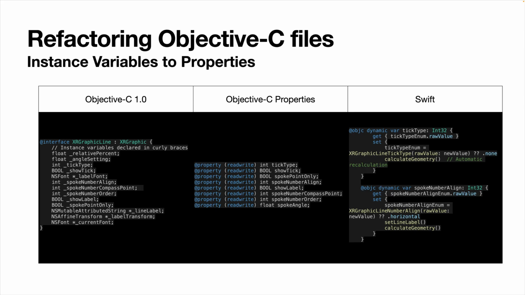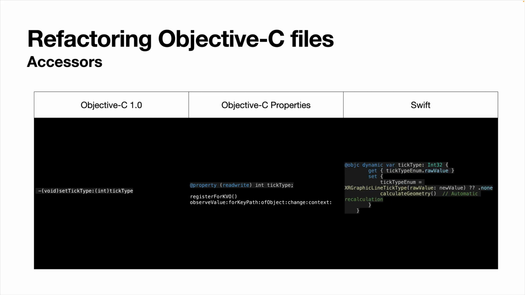So tick type was actually an int32. An int in Objective-C is essentially an int32 in Swift. And one thing I'm showing there is I'm having custom getters and setters here for doing various things. As you can see, I don't show that on the left. So let's talk about accessors for a minute.